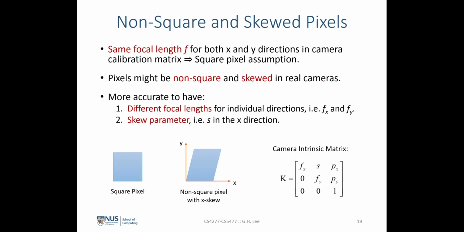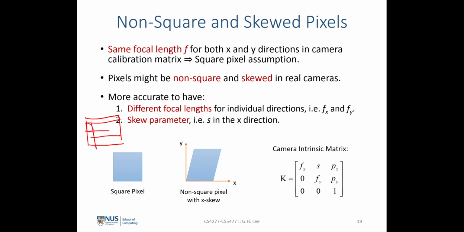Now, so far we have seen that the projection relation between a 3D world point onto a 2D image is based on the assumption that the image formation is based on square pixels. What it means here is that on the image that we get, all the pixels are regular squarish points.